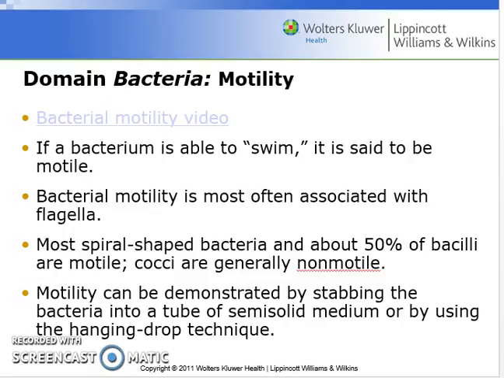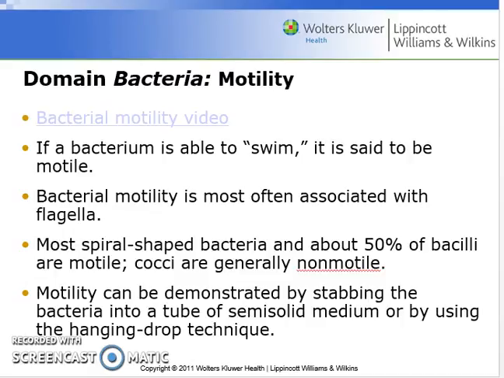And the key structure for this is typically the flagella, although there are some organisms that do, like I said before, a tumbling motility, or they might move through a twisting type of motility. So those types of motilities are also possible. Most spiral-shaped bacteria and about 50% of bacillus-shaped bacteria are going to be motile. So that Treponema pallidum, where we saw the twisting natured cell of the bacterium, those would be the ones that you would actually be able to see move if you were viewing them under the microscope. And most coccus bacteria are actually going to be a non-motile type of bacteria.